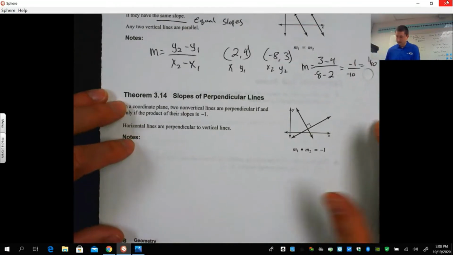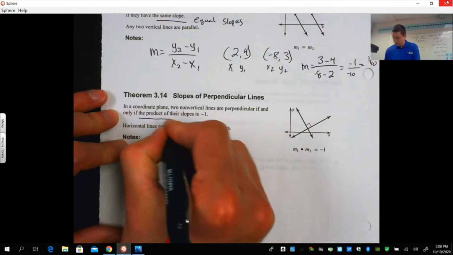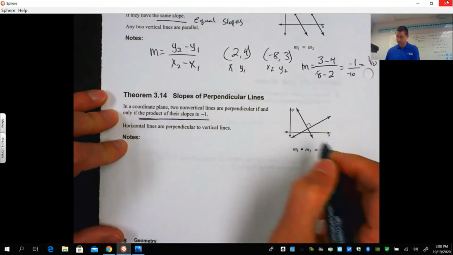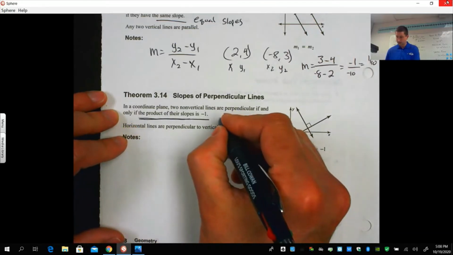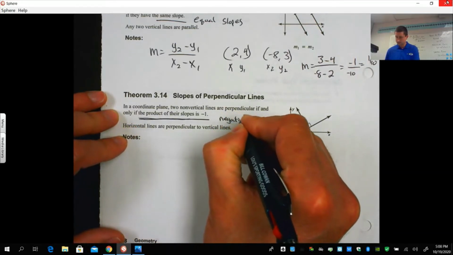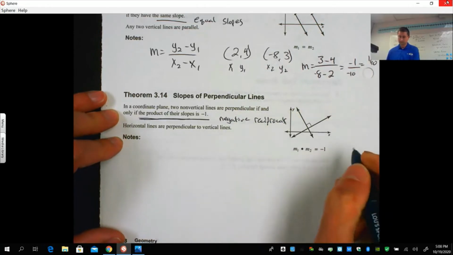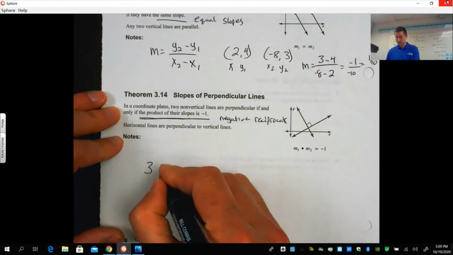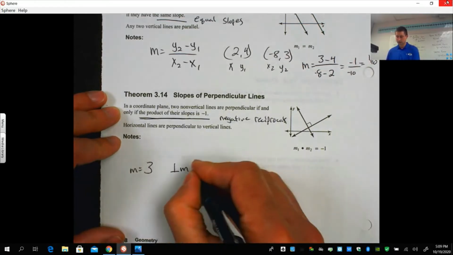Okay, in the coordinate plane, 2 non-vertical lines are perpendicular if and only if the product of their slopes is negative 1. Okay, that's going to be a question on the assignment. The product of their slopes are negative 1. That means they are negative reciprocals. So if you have a slope of 3, so if m equals 3, your perpendicular slope would be negative 1/3.